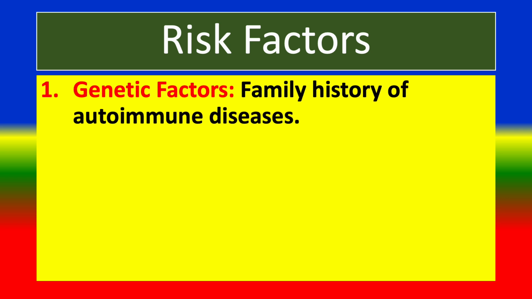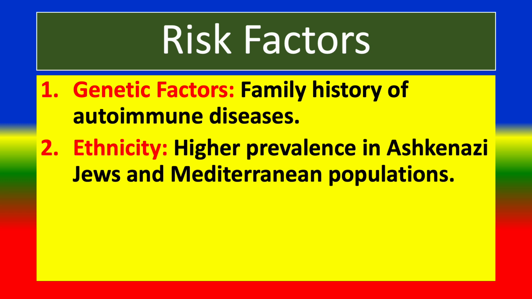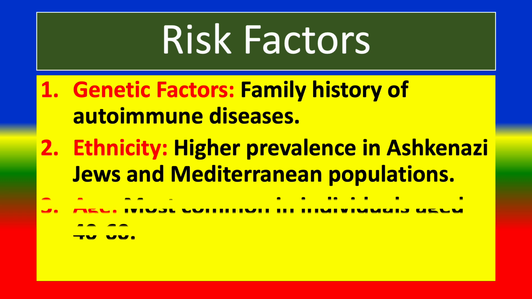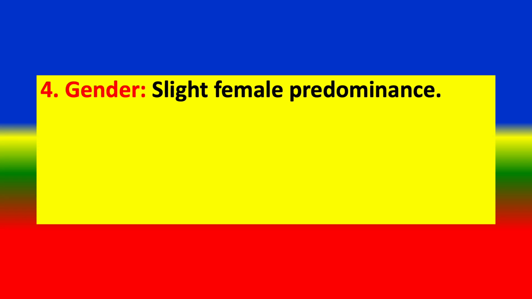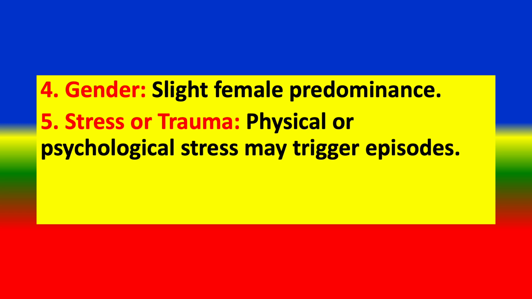Risk factors: 1. Genetic factors, family history of autoimmune diseases. 2. Ethnicity, higher prevalence in Ashkenazi Jewish and Mediterranean populations. 3. Age, most common in individuals aged 40 to 60. 4. Gender, slight female predominance. 5. Stress or trauma, physical or psychological stress may trigger episodes.